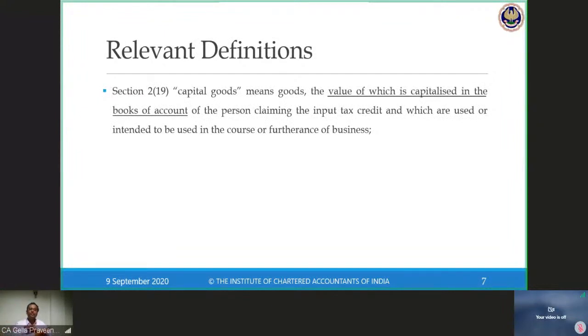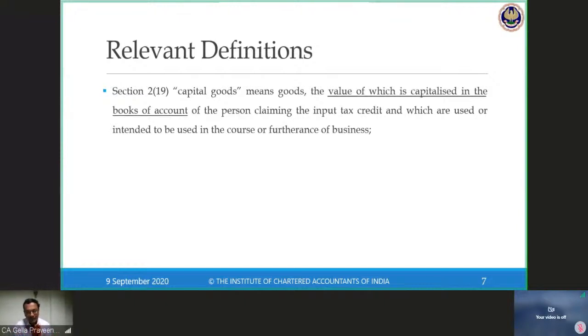Now GST law breaks the entire ice and says, look, if you have shown something as capital goods, that means something which you have capitalized in your books of accounts. When I say capitalized, items which were taken into your balance sheet as fixed assets, that alone shall be considered to be your capital goods. So this is one definition which has a breakthrough from your erstwhile excise law to GST law. This is very, very important for us to keep in mind from the examination question point of view.